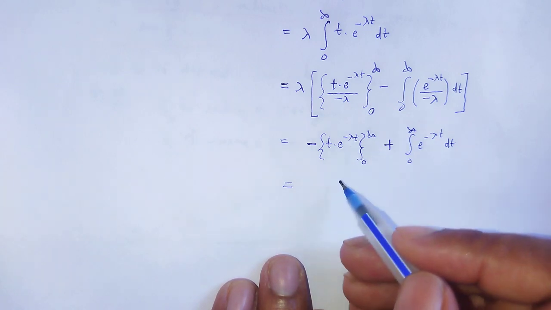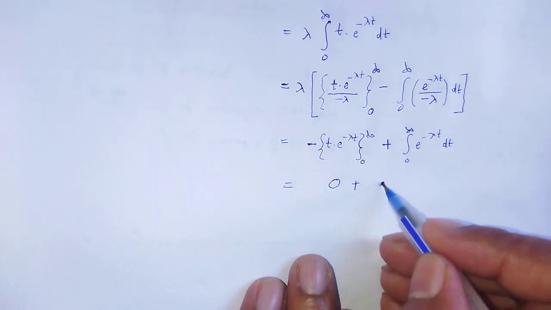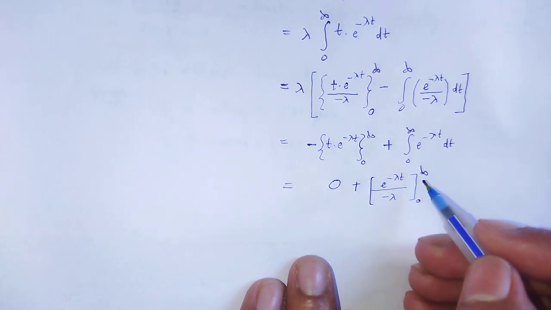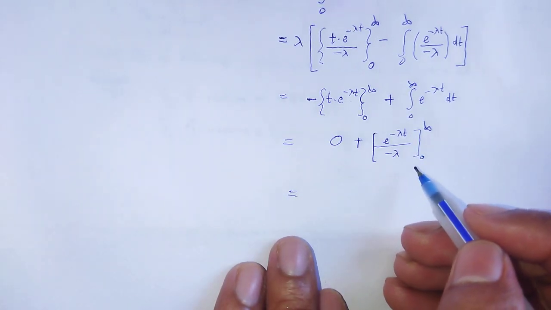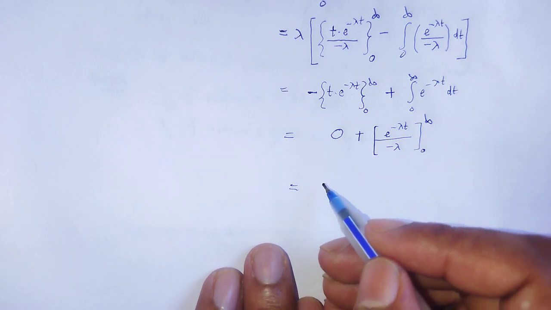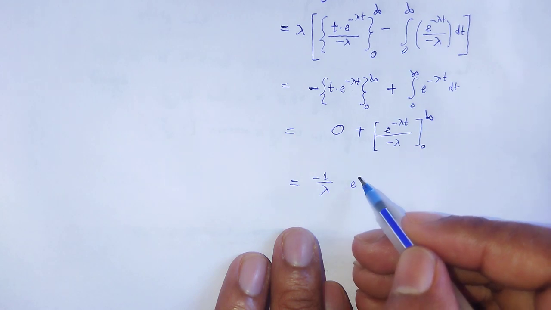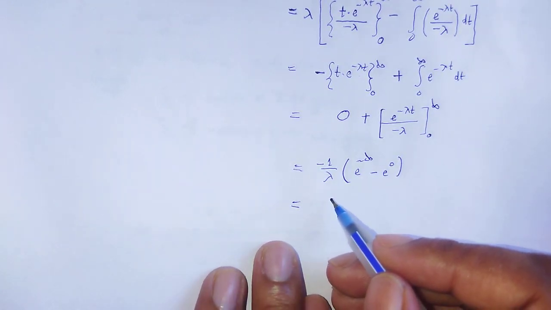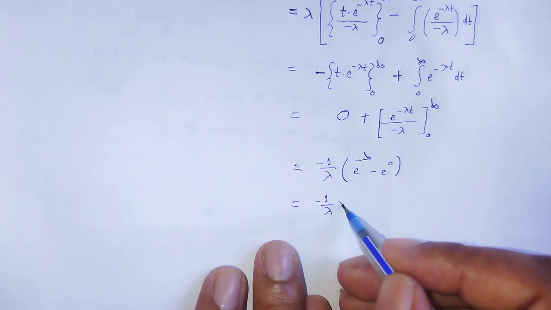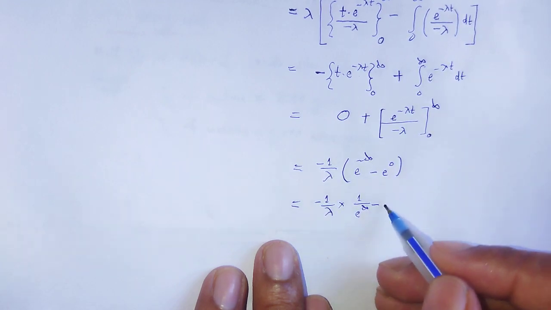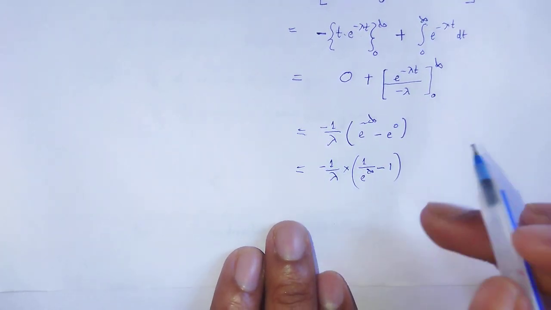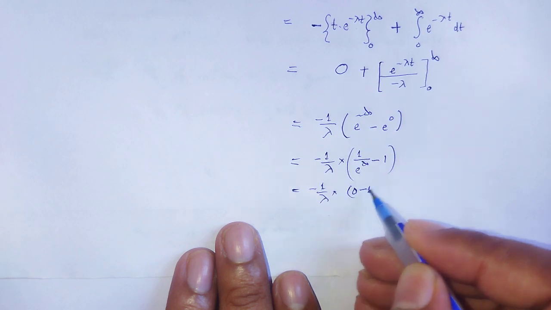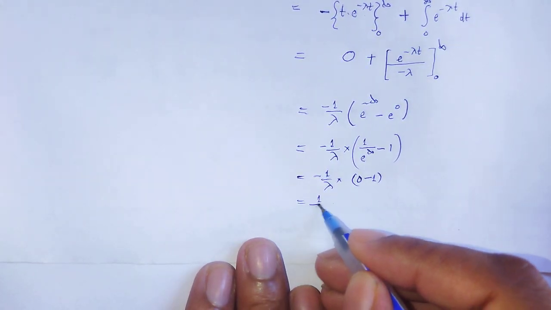that first term's limiting value being 0, plus the value e to the power minus lambda t divided by minus lambda with the limit 0 to infinity, upper limit and lower limit used: minus 1 by lambda, upper limit e to the power minus infinity minus e to the power 0, which is equal to minus 1 by lambda into 1 divided by e to the power infinity minus e to the power 0, which is 1. e to the power infinity is 0, so minus 1 by lambda into 0 minus 1, minus minus plus, that result is 1 by lambda.